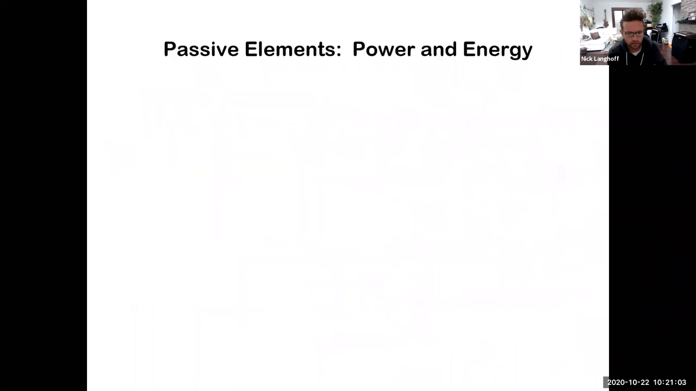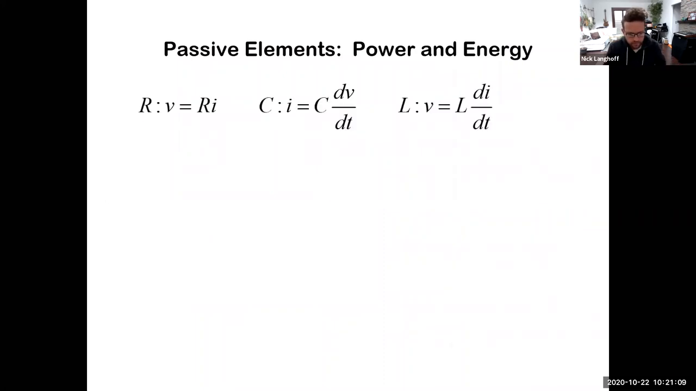Okay, well, let's just talk about a couple of things and then we'll wrap up this lesson. So passive elements are resistors, capacitors, and inductors. They're passive because they don't require any external source of power, like we've seen that diodes and transistors do, especially transistors, right? Or even op amps. Those are active components that you have to power them up with some DC source for them to be able to do their job.